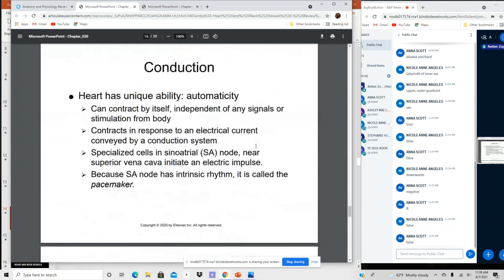The heart has a unique ability, or automaticity. It can contract by itself, independent of any signals or stimulation from the body. It contracts in response to an electrical current conveyed by a conduction system. Specialized cells in the SA node initiate an electrical impulse. Because the SA node has an intrinsic rhythm, it is called the pacemaker of the heart.